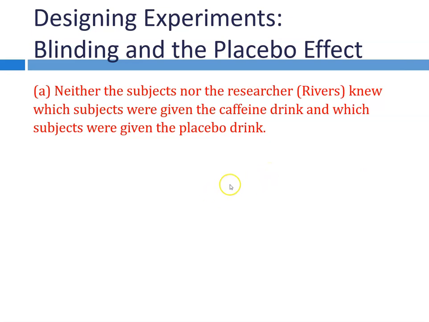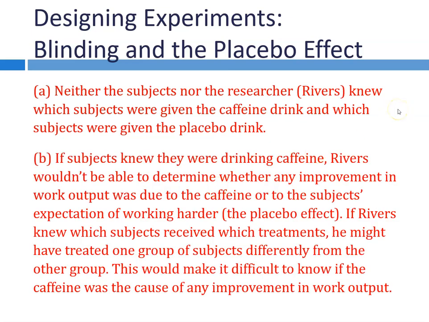Now, why is it important for this experiment to be double-blind? If the subjects knew they were drinking caffeine, Rivers wouldn't be able to determine whether any improvements in the work output were due to the caffeine or to the subject's expectation of working harder, like the placebo effect. If Rivers knew which subjects received which treatments, he might have treated one group of subjects differently from the other group. So then this would make it difficult to know if the caffeine was the cause of any improvement in work output. So this way, no one was able to really mess with it by their knowledge.